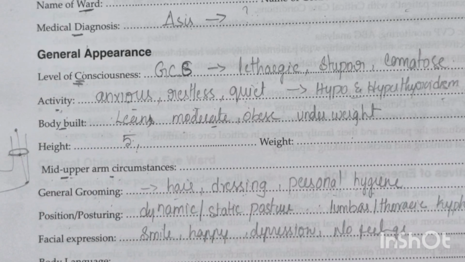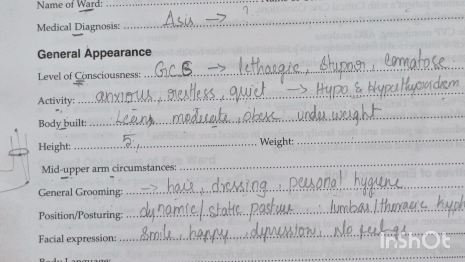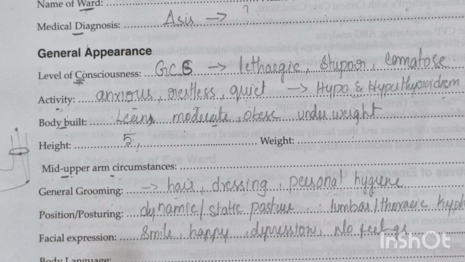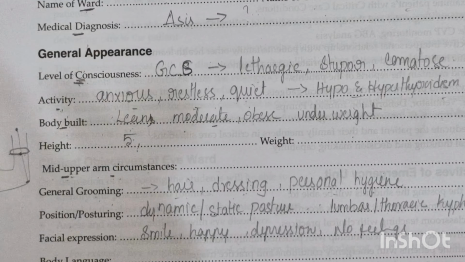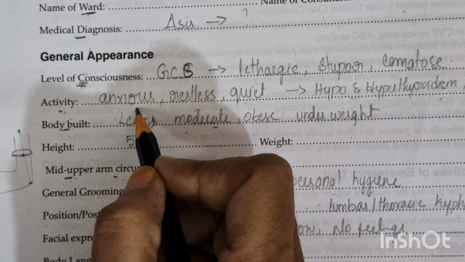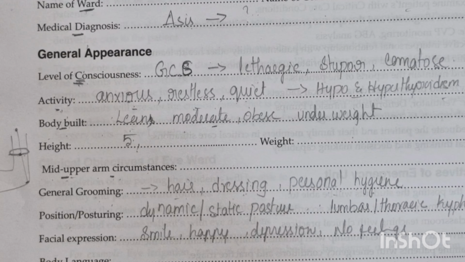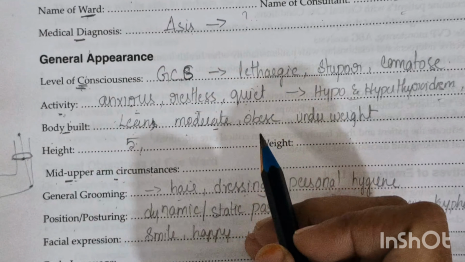Then activity: whether the patient is active, anxious, very alert in answering whatever you ask, or otherwise very lethargic, very calm and quiet. That activity you have to write. Body build depends upon weight: whether the body of the patient is lean, moderate, obese, or underweight. That you have to write here.